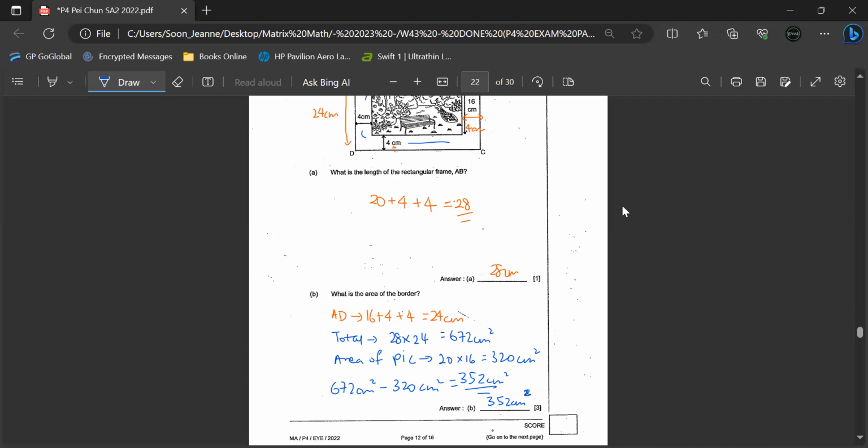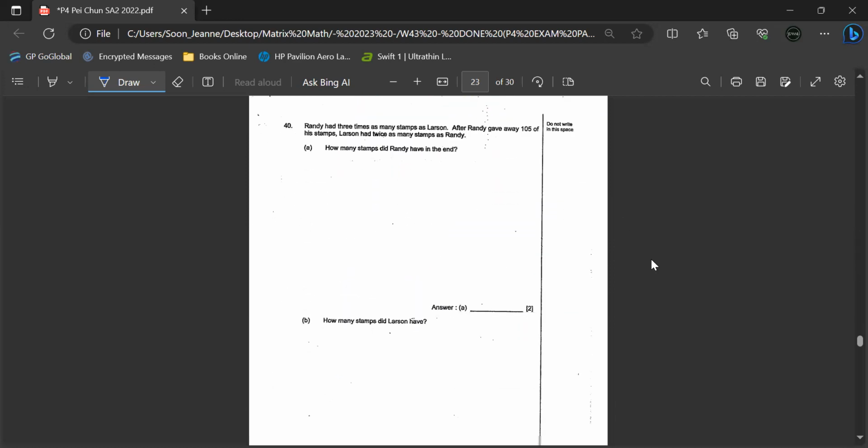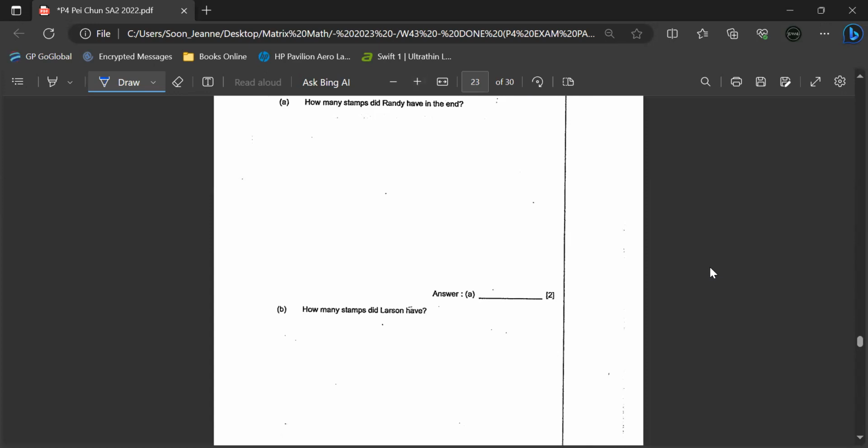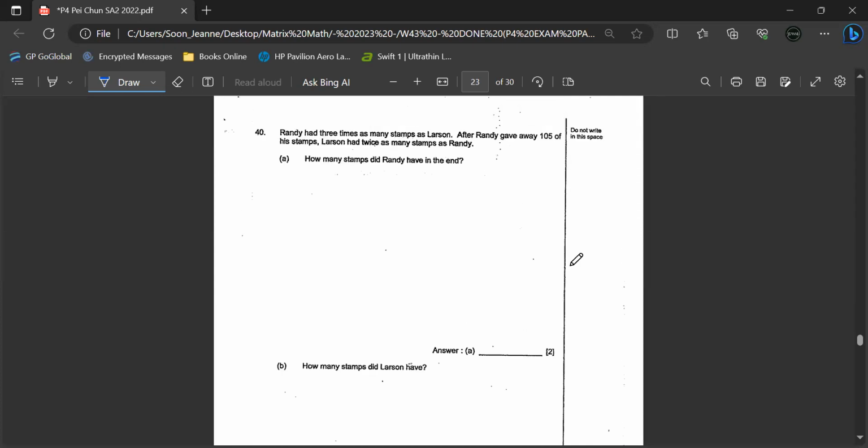Question number 40. Okay, let me enlarge it a little bit. Okay, question 40 is actually something that you need to draw a model. So when you read the question, it says that Randy had 3 times as many stamps as Larson. After Randy gave away 105 of his stamps, Larson had twice as many stamps as Randy. So how many stamps did Randy have in the end?